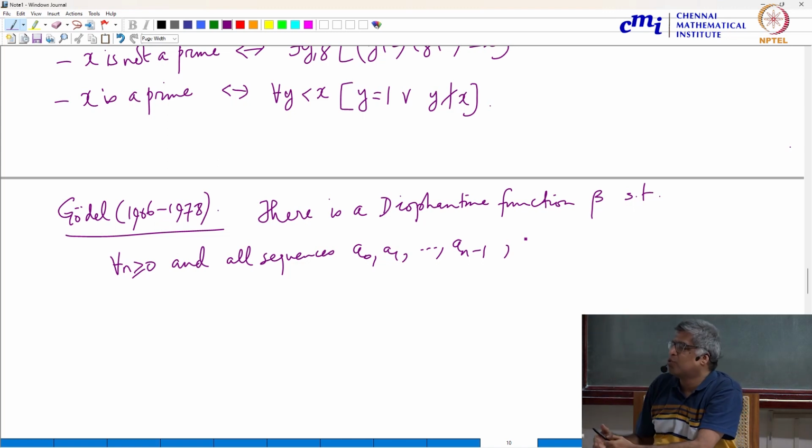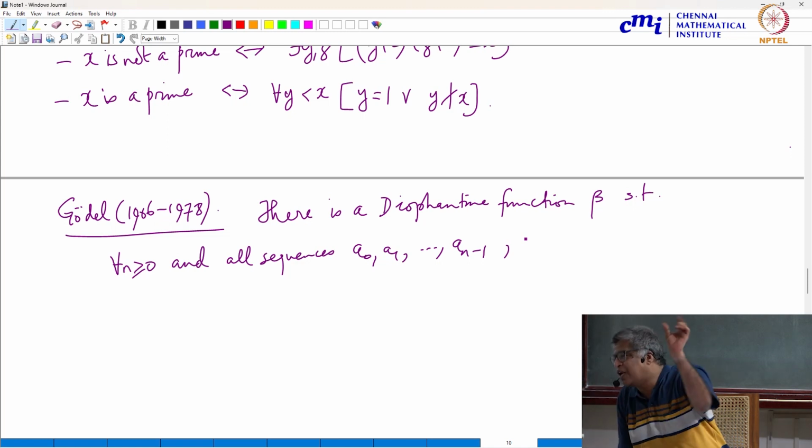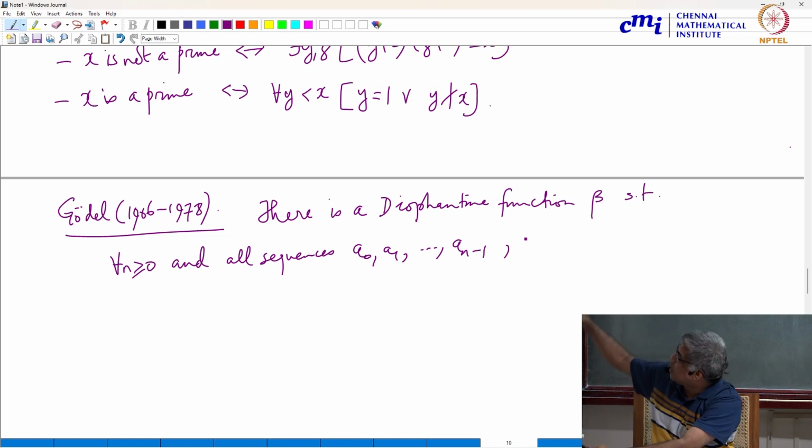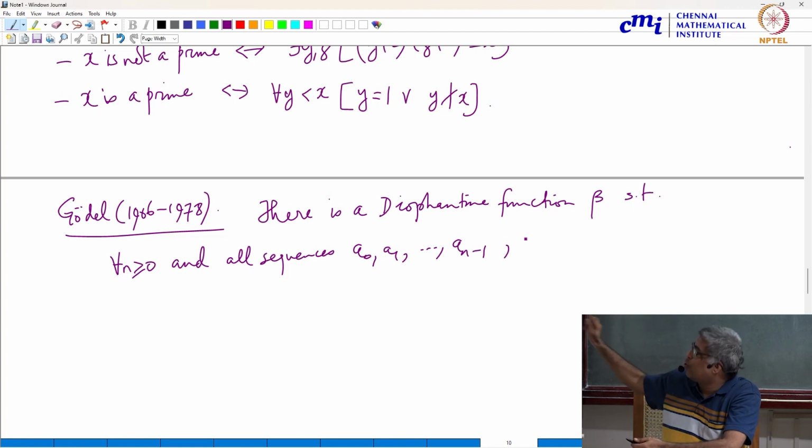So what Gödel wanted to do was, can I get a single number for any finite sequence where I don't specify the length of the sequence? Because earlier if you looked at the pairing function, for two numbers you have one function. If you want to code up three numbers, you apply pair of pairs or whatever. If you want to code up four numbers, you have a different function. But what Gödel wanted was one function which codes up all finite sequences, in the following sense.